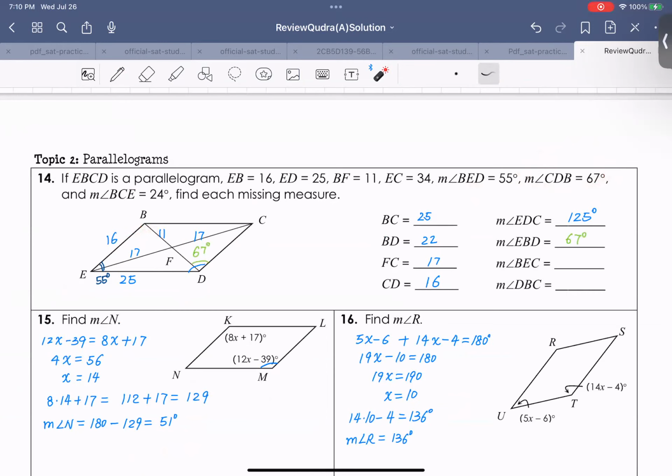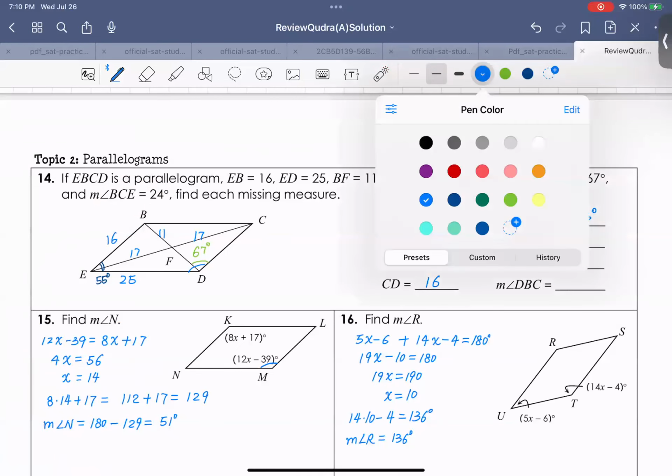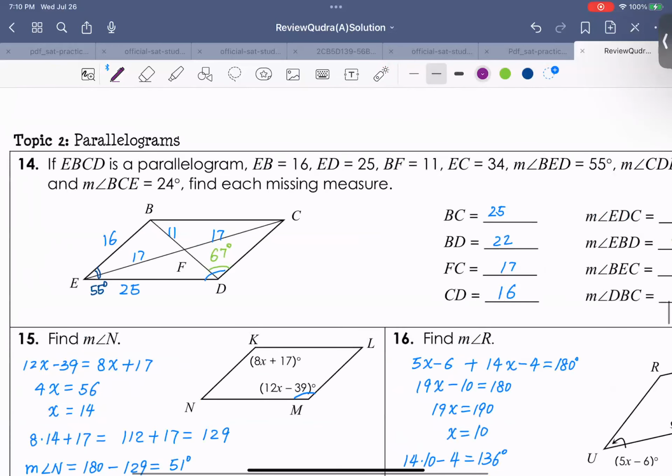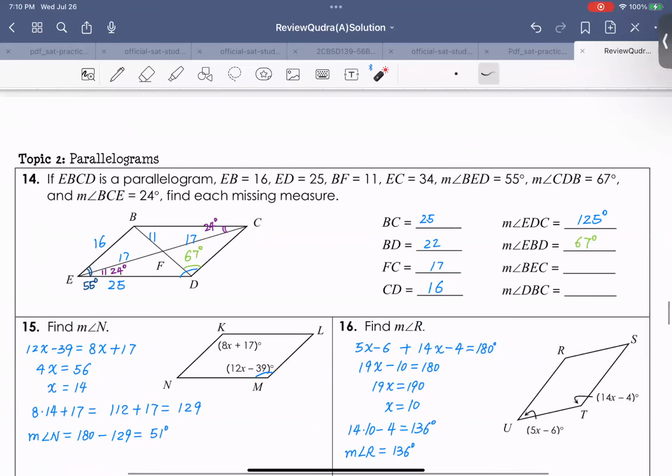Next, how about BEC? Over here, we don't know yet, but we can have BCE. BCE here is 24, right? This is 24 degrees. So this is 24, right? And then the EBC will become how much? This total? 31.